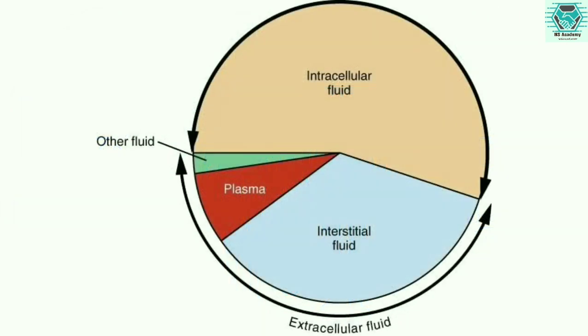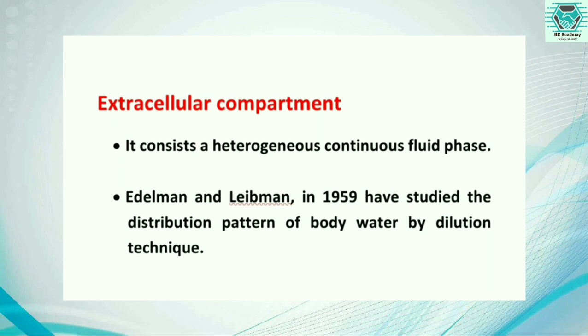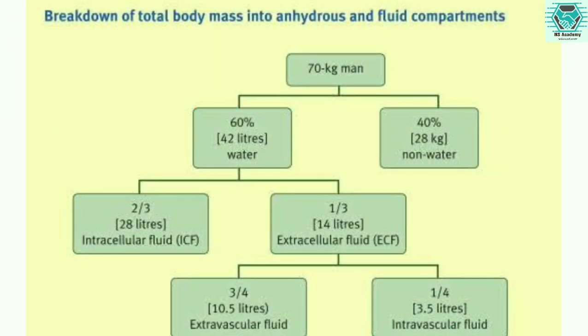The water of the body can be considered to be distributed within two main compartments, the extracellular and the intracellular. The extracellular compartment contains a heterogeneous collection of fluids and is not a continuous fluid phase. Scientists Edelman and Liebman in 1959 studied the distribution pattern of body water by dilution technique and also by tissue analysis. It is postulated that 55% of water is present in the intracellular space and the rest in the extracellular space.